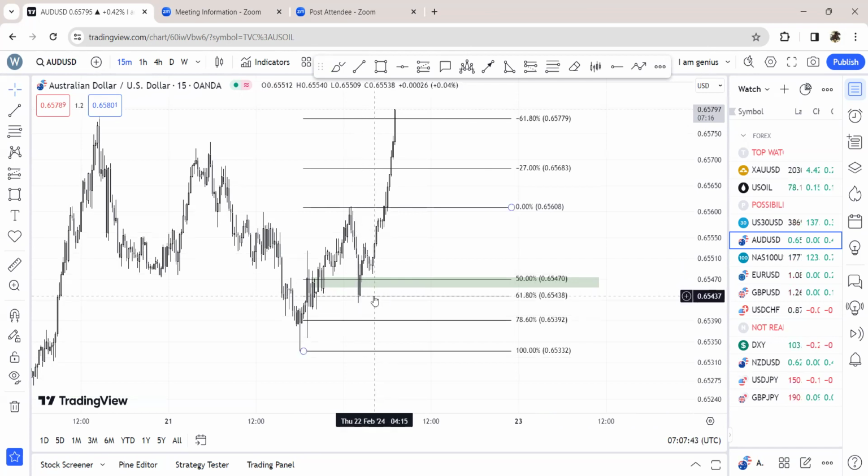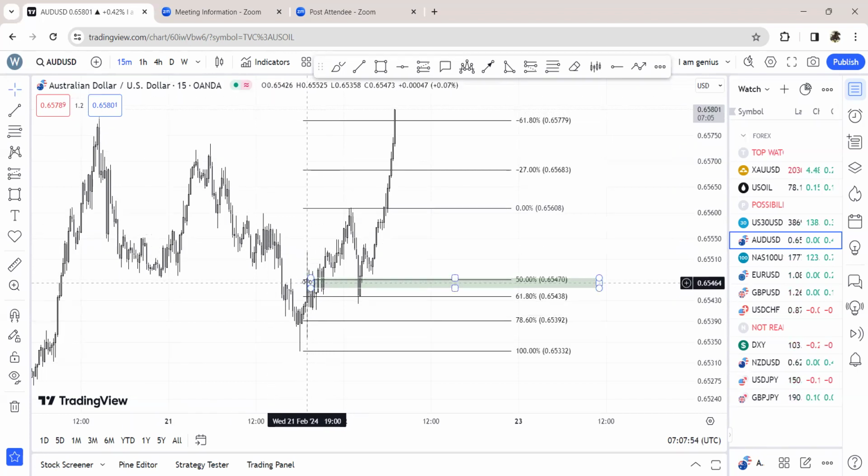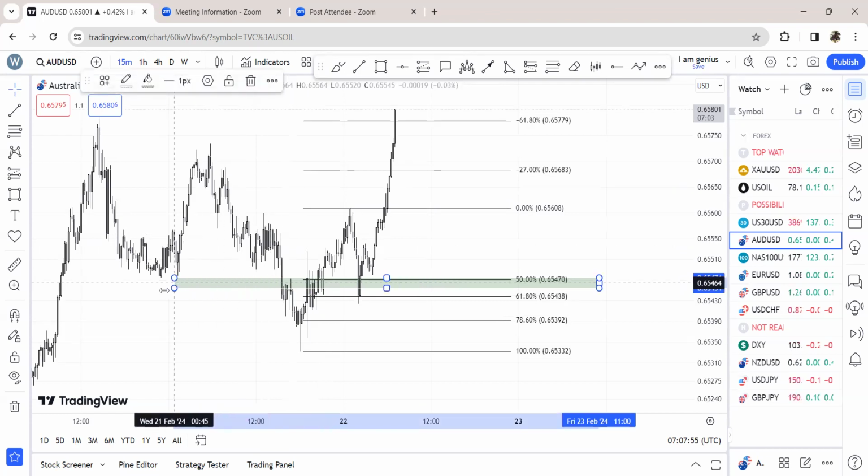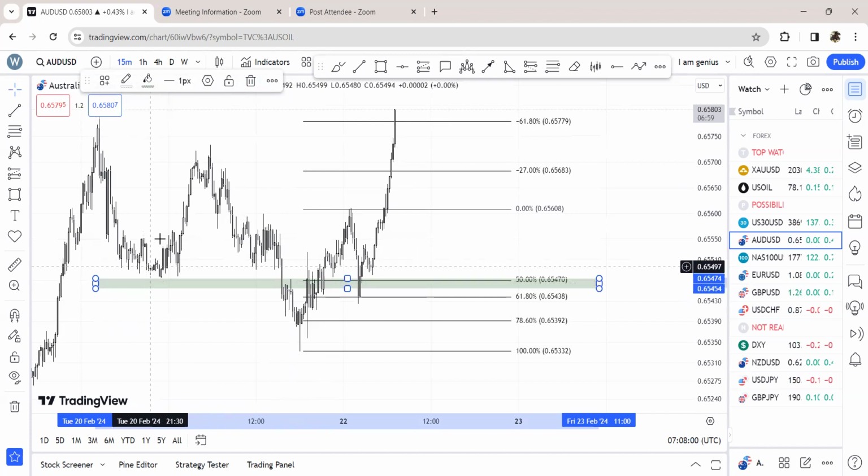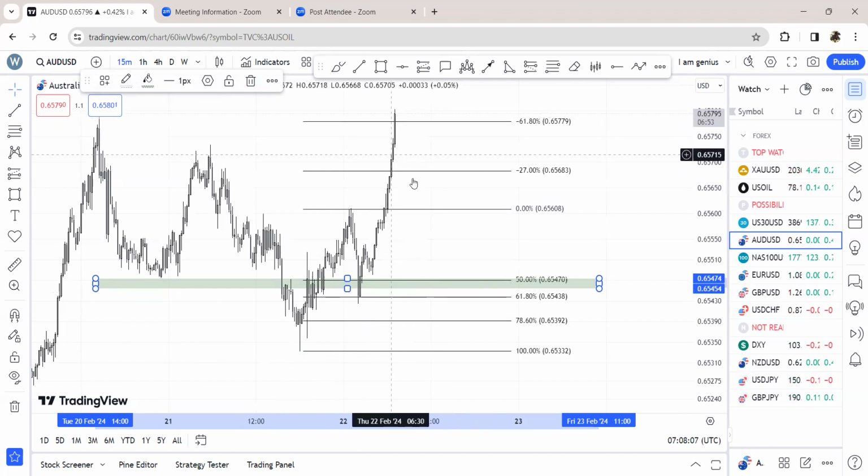let me see. Yeah, this looks like it was somehow some previous support area. If I was to extend this, you notice that this was some previous support area. So now this makes this even more accurate. And you can see this pushed all the way to our extension level.